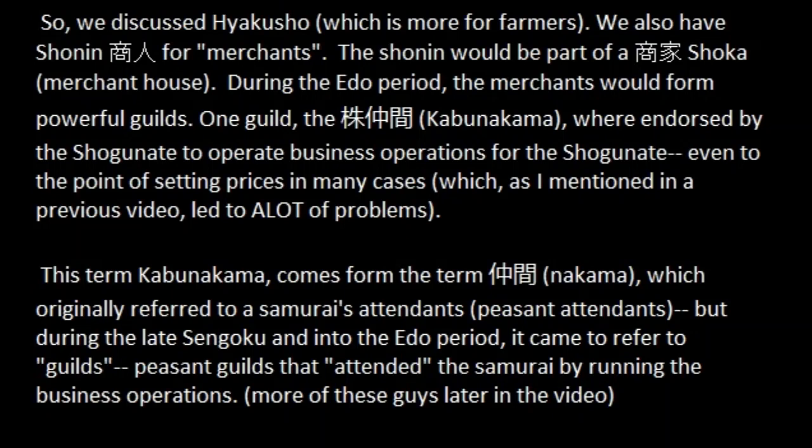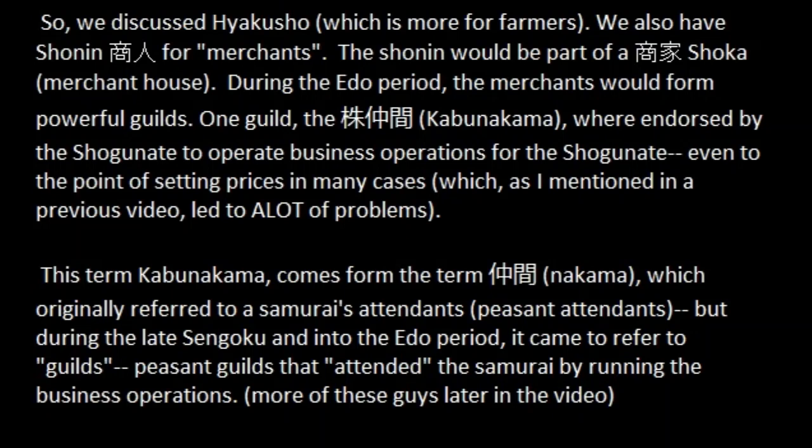Even the term Kabunakama comes from the term nakama, right? You see it on your screen, two kanji, naka-ma. That originally referred to a samurai's attendants, the non-samurai attendants of a samurai. But during the late Sengoku and into the Edo period, it comes to refer to these guilds, and we'll go into that linguistic transition a little bit later. These quote-unquote peasant guilds attended the samurai by running the business operations.